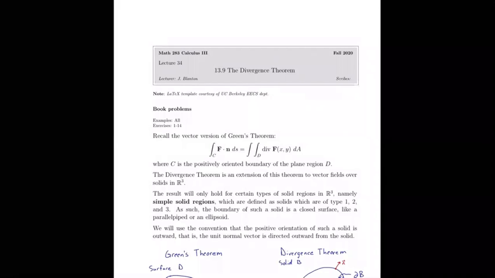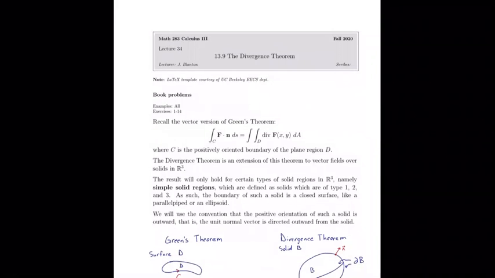Our final section is the divergence theorem. And before we get too deeply into the divergence theorem, we're going to find that it's actually an extension to 3 dimensions of Green's theorem, or a broader form of Green's theorem. So let's recall Green's theorem from a few sections ago.